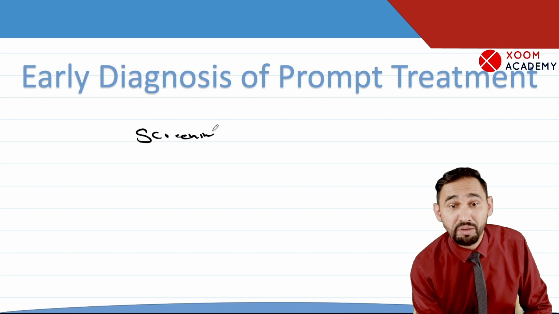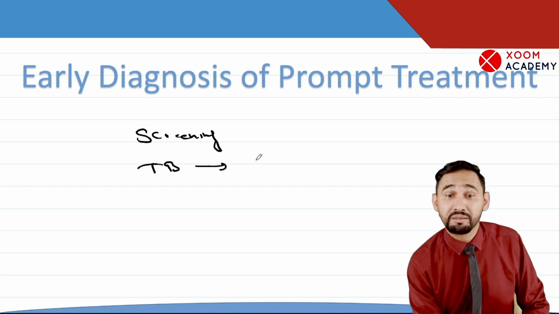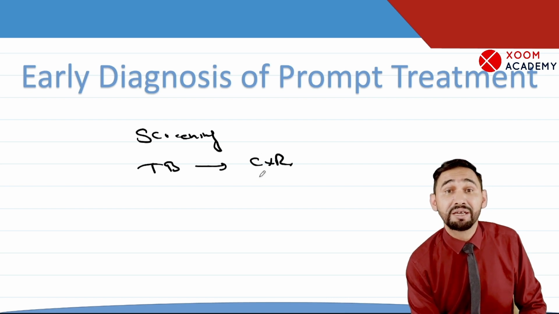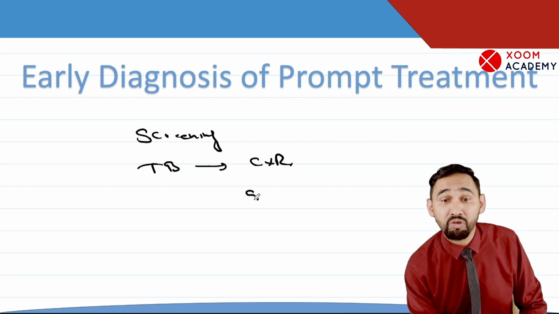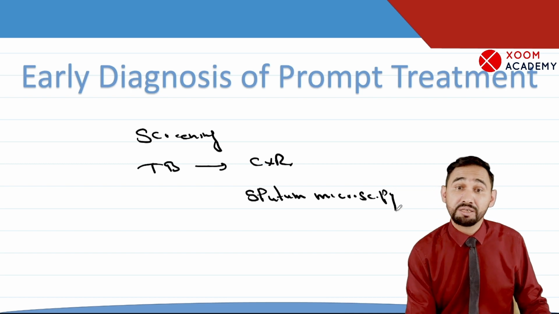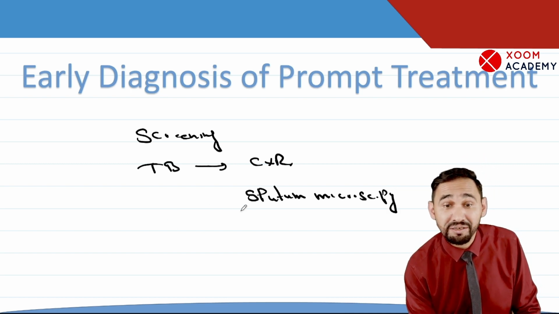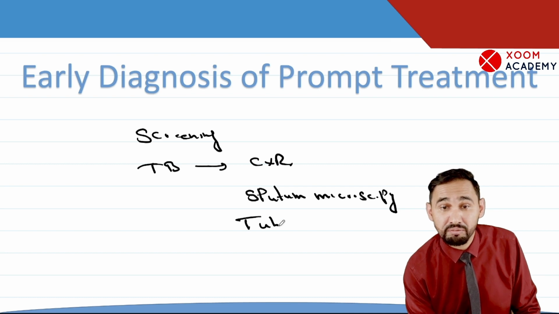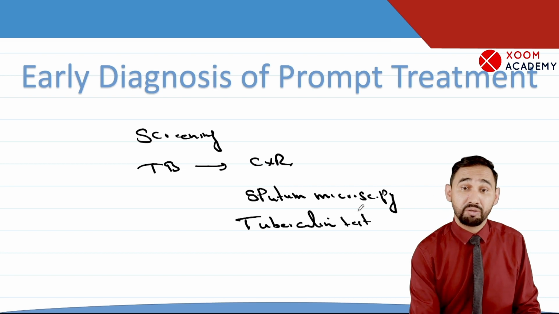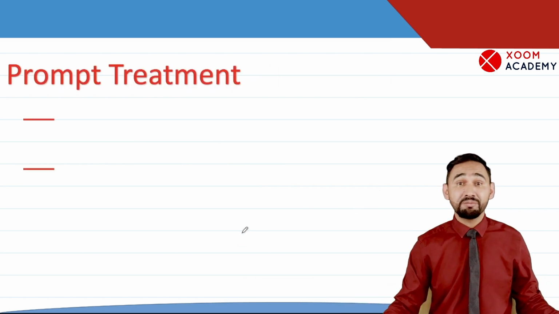Like, we can give the example of TB. We can diagnose TB by screening. X-rays are performed. We can diagnose TB by sputum microscopy. Sputum microscopy is done for diagnosis of tuberculosis. And we can do the tuberculin test in children for diagnosis of tuberculosis. So we have diagnosed the disease as early as possible. Then we have to provide the treatment.